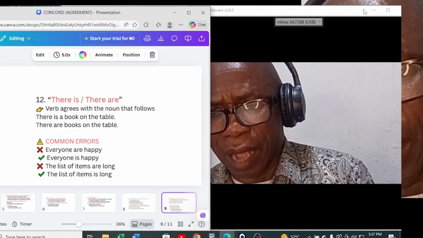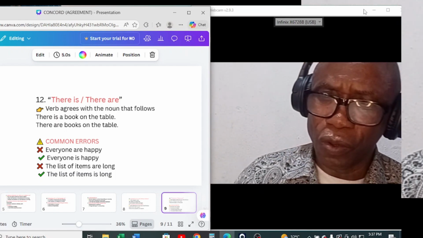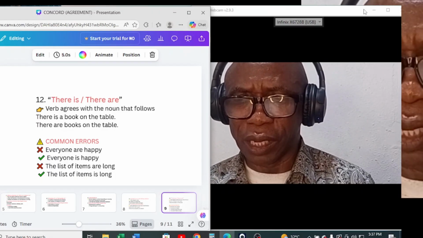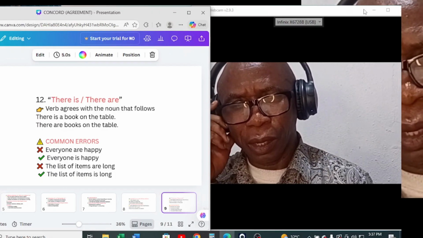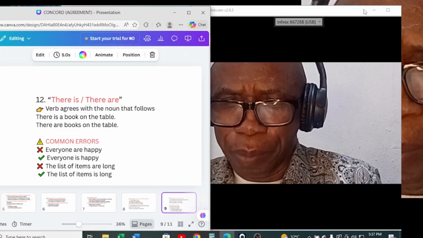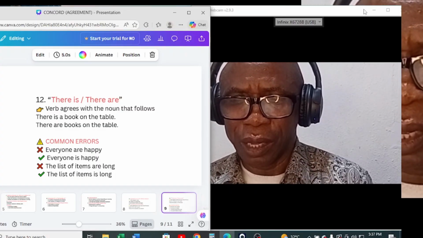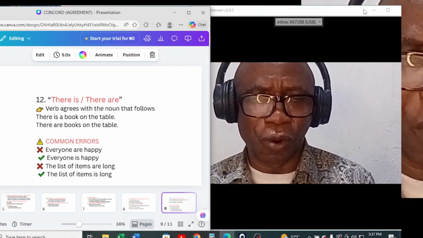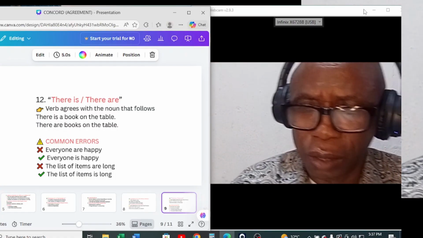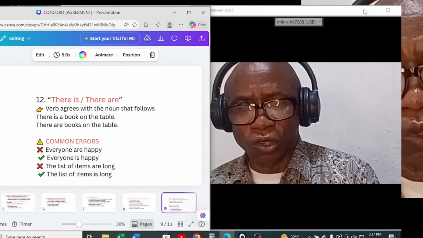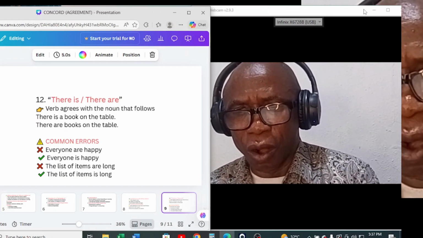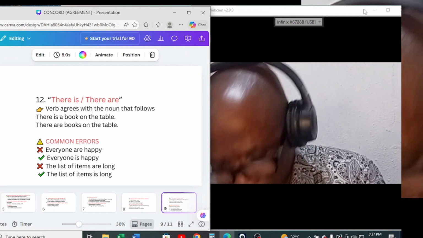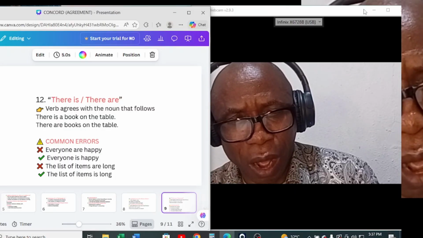Here, the book follows the verb is. There is a book on the table. But look at this other example. There are books on the table. There are books, that is, the word that follows the verb is in plural. But if the book is one, it will be there is a book on the table. So the rule here is that the noun that follows the verb will determine whether it's going to be plural or singular.